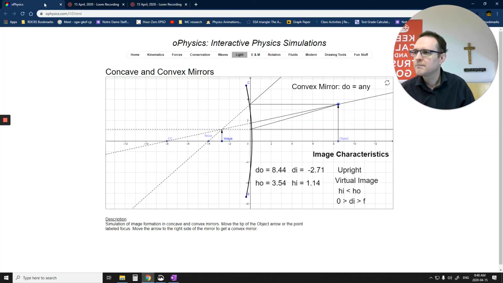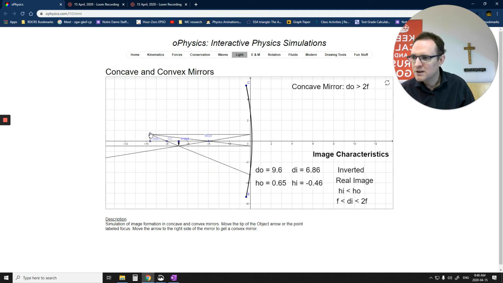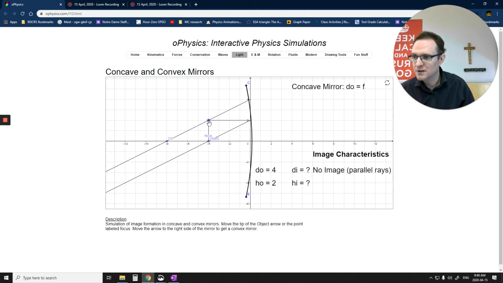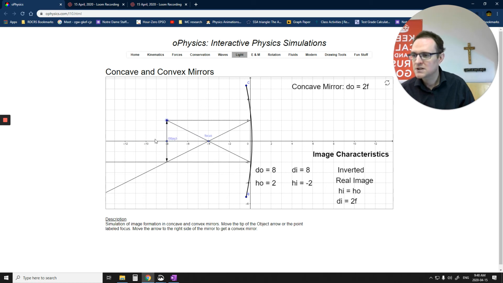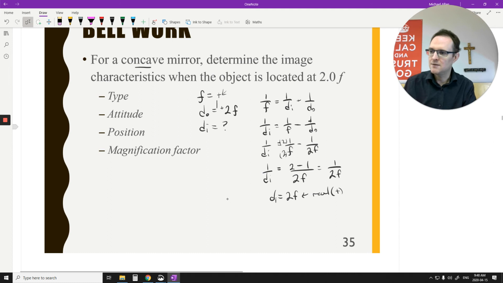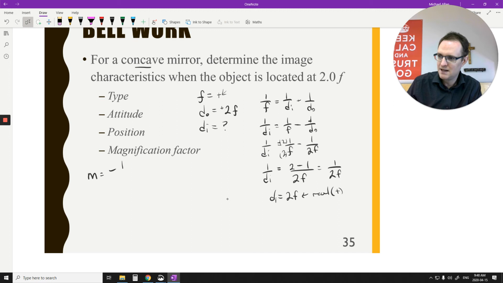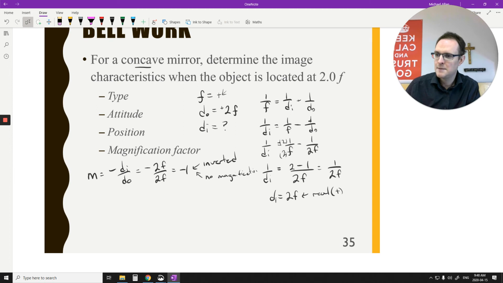Here's my app here again. So I put this on 2 times the focal length. So here's my focal length, 2 times, that's the center. Oh, it just ends up being the same height. So if I do my magnification now, which is negative di over do, negative di, which is negative 2f, divided by do, which is 2f, it ends up being negative 1. So this is telling me a few things too. This is telling me it's inverted. There is no magnification. Right? Everything's just the same size.